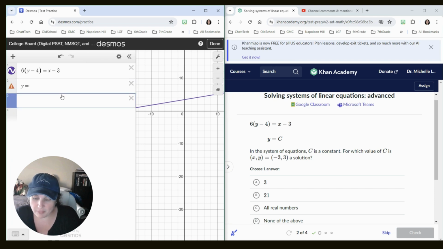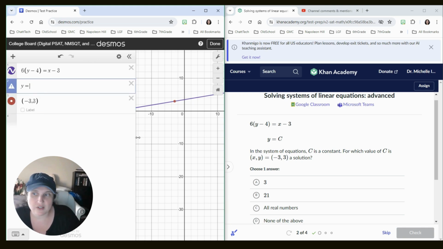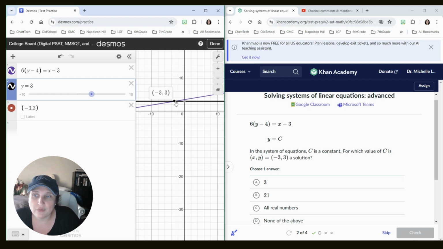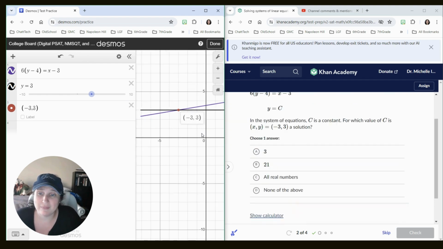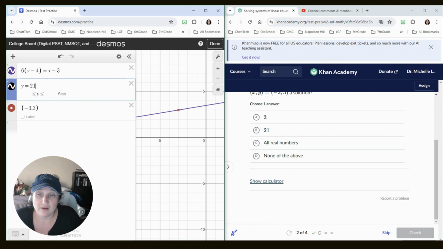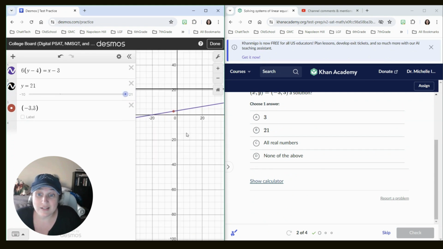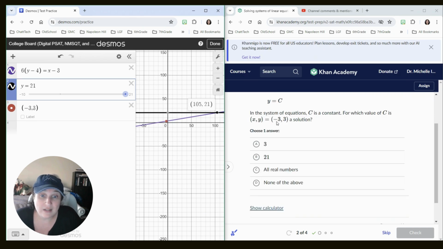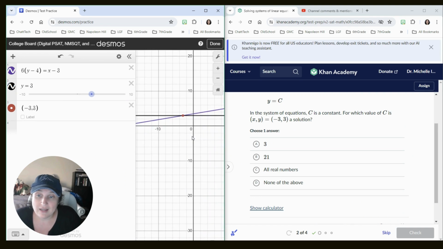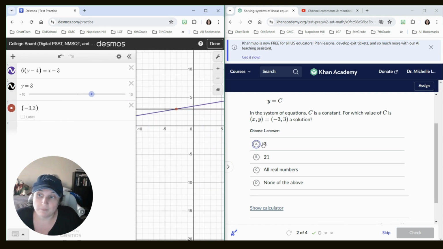All right, well, we know we need to go through the point -3, 3, because that's one of the solutions. So we want to type in each one of those answers, and one of those points will go through the red dot. And look, there you go. The first one goes right through the red dot. Let me show you an example of one that doesn't. Right here. Does it end up crossing? Yeah, we have a solution right here, but that solution is 105.21. We needed the solution to be this red dot, which is -3, which means this has to be 3. Because when I zoom in, it is a solution. That's the solution where they meet.